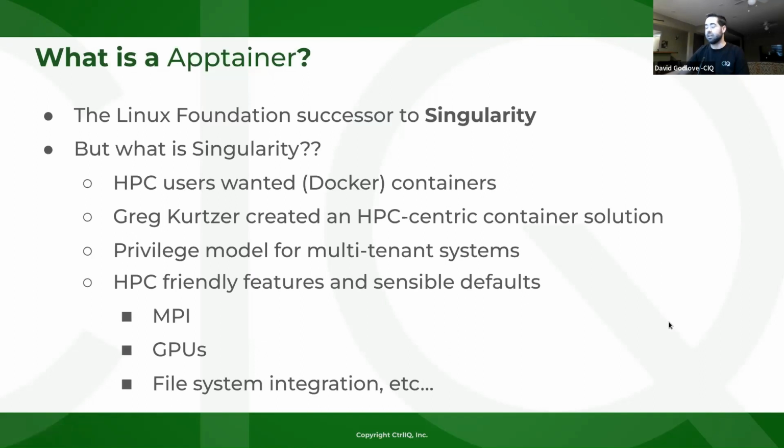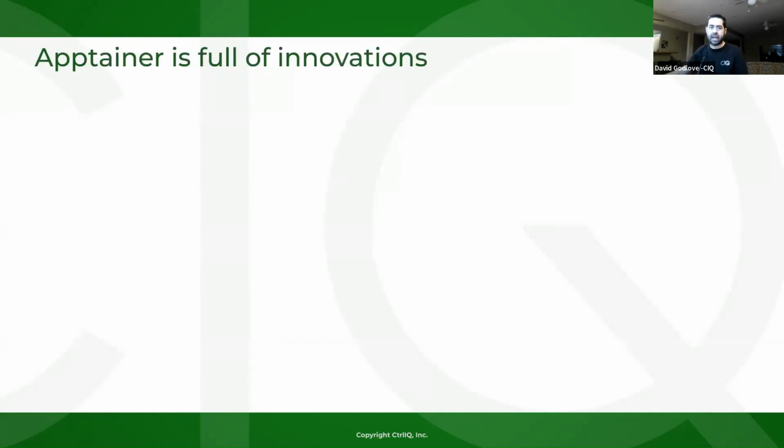And then while he was at it, he and the rest of the community decided, if we're going to build this container solution from the ground up, what are we going to put in it which is HPC centric? And so we decided to add things like native integration with MPI, native integration with GPUs, and sensible defaults that integrate the underlying file system into the container at runtime, things that just make Apptainer work better for HPC. Since then, Apptainer has really become a basic building block of high performance computing.